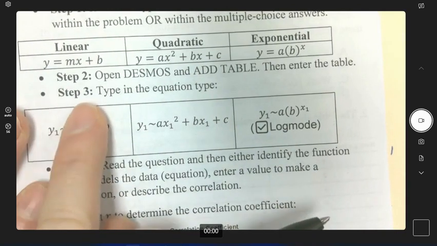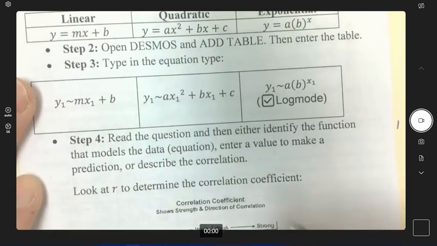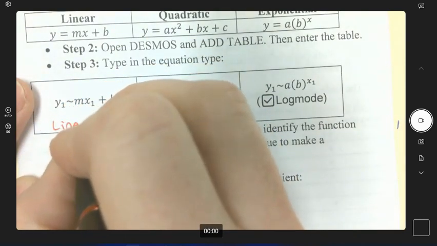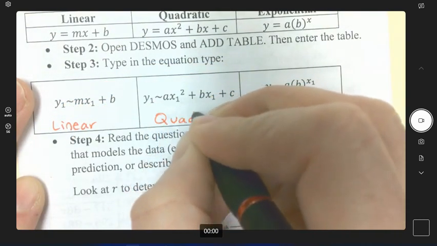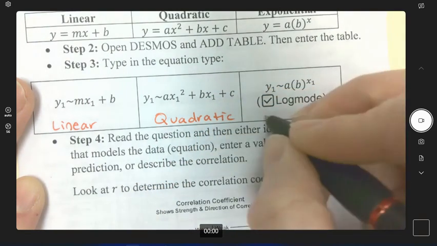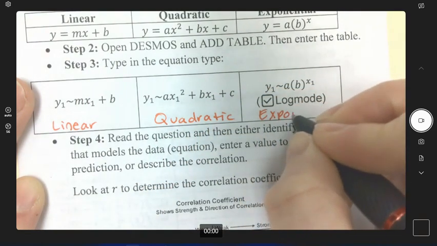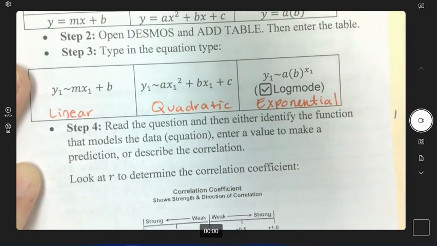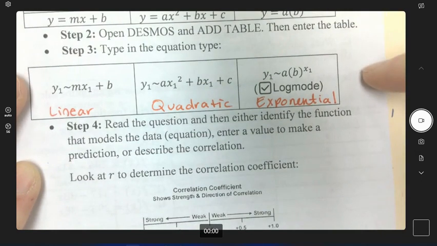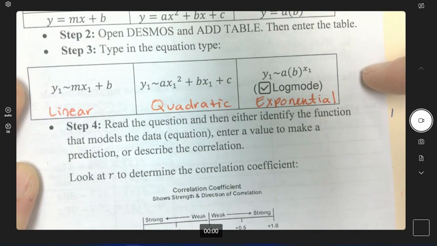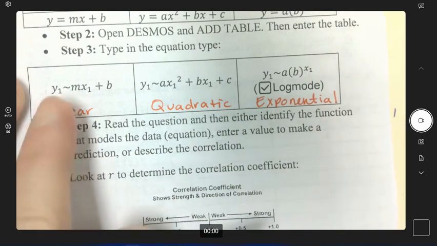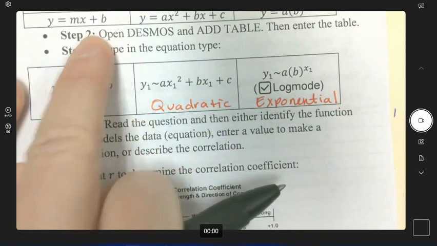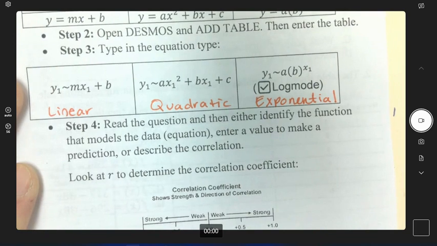Step 3, type in the equation type. So this is your linear. This is your quadratic. This is your exponential. So you'll be asked for either linear, quadratic, or exponential, and that's what you'll type in the next line. Once you type that in the next line, it'll give you your A, your B, your M, your C, whatever values are in here, you plug it back into the equation to write your equation.